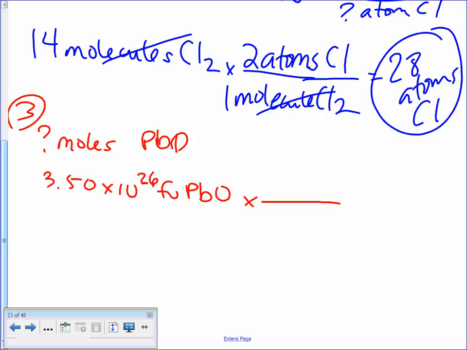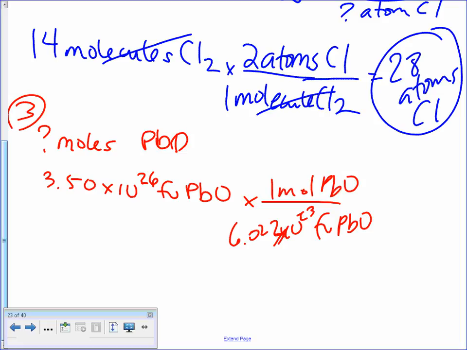So if I want to cancel formula units, I have to put them on the bottom. So formula units of lead(II) oxide. How did I know that was lead(II) oxide, by the way? The 2's cancel out, right. So that number is 6.022 times 10 to the 23rd formula units per 1 mole. So that per 1 mole is just on top of this. And again, we need to make sure we set up the denominator first so that we can cancel out formula units and formula units. And in your calculator, you would put big number in parentheses divided by another big number in parentheses. 581 moles.